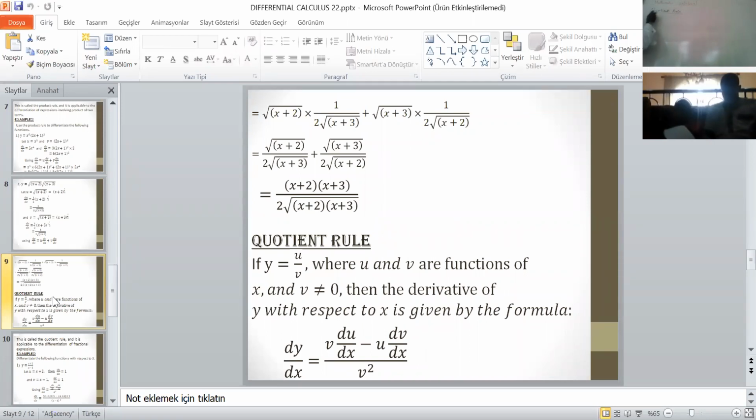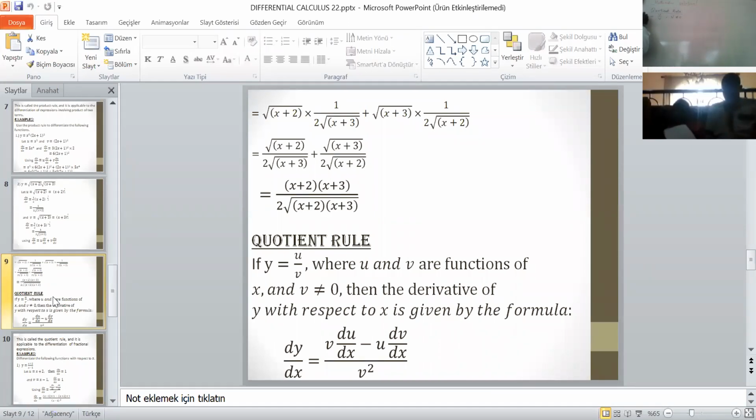If I have y is equal to u over v, of course, you know v must not be equal to 0. If v is equal to 0, it becomes an undefined fraction. Any fraction that has the denominator equal to 0 is an undefined fraction. Undefined means it doesn't have a value at all. So the denominator must not be equal to 0. So then u and v are functions of x. Then the rule is this.